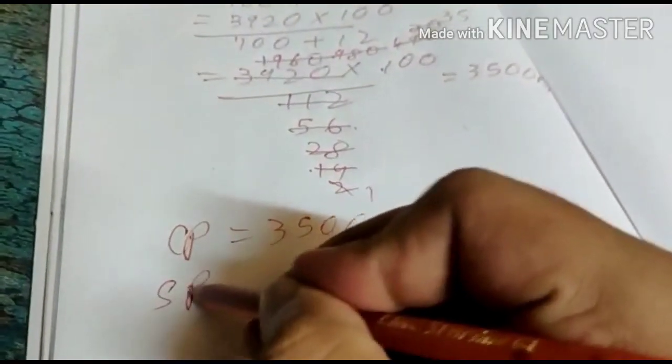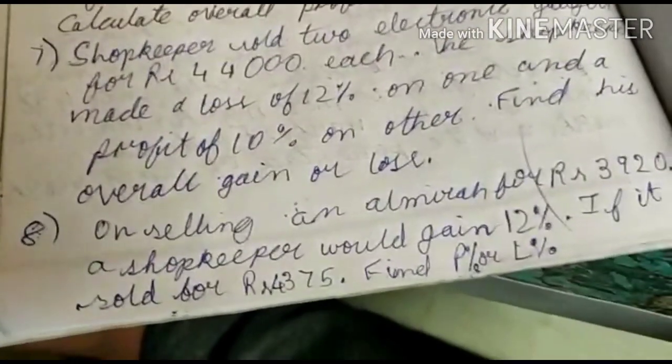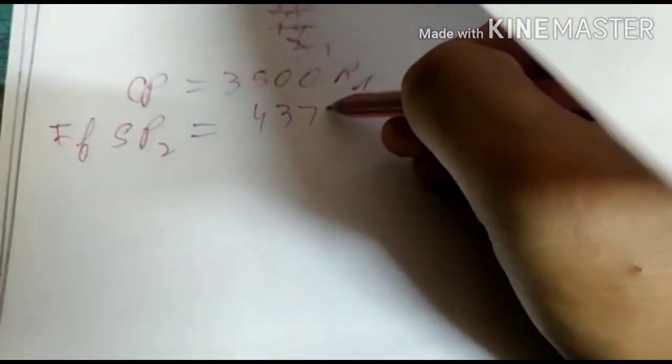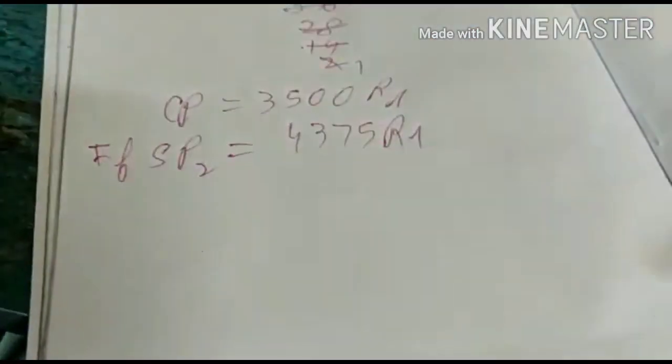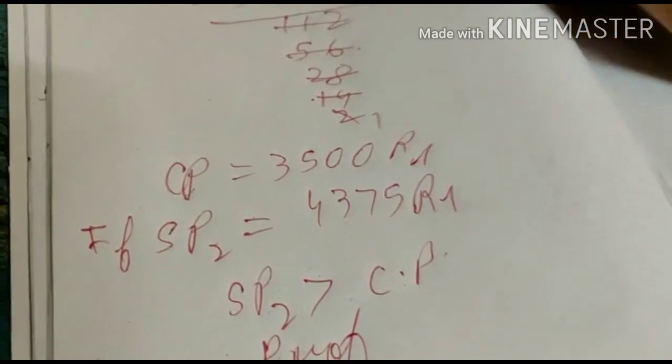Now there is an SP2. One more SP is given, and that SP is rupees 4375. If SP2 is 4375 rupees, we have to find its profit or loss percent. Here SP2 is greater than CP, so it is profit. We will be getting a profit here.